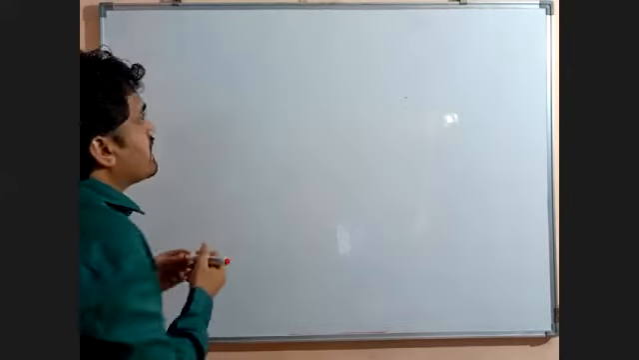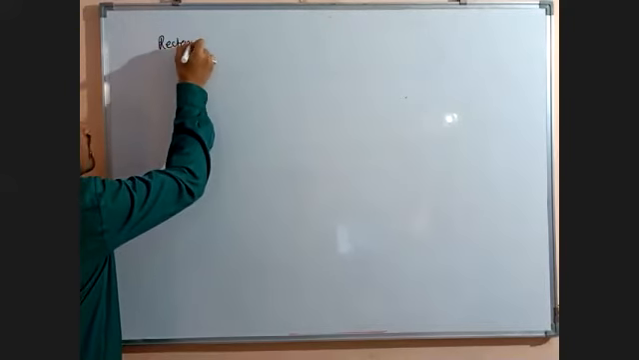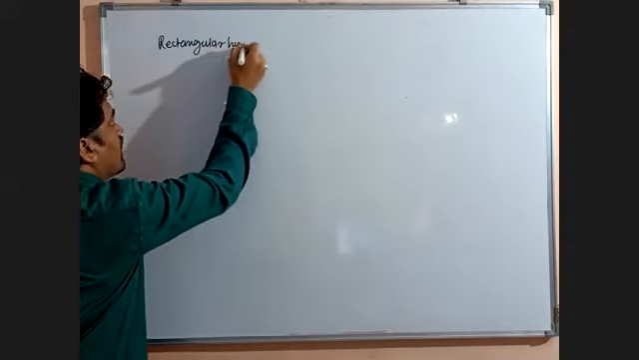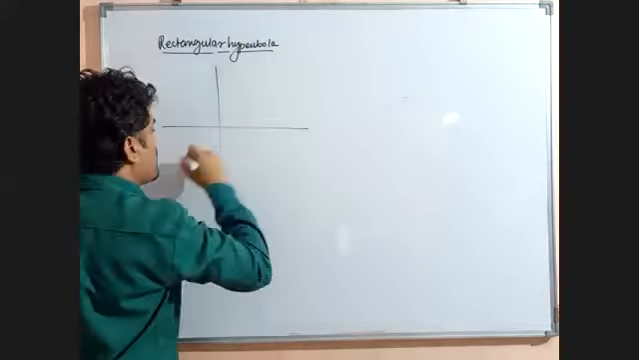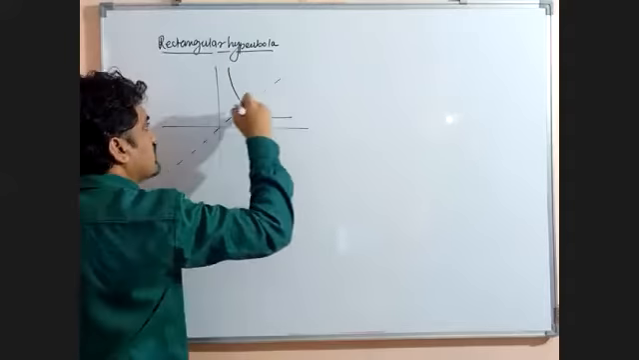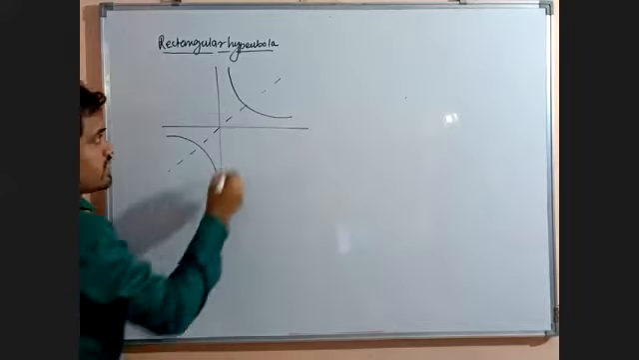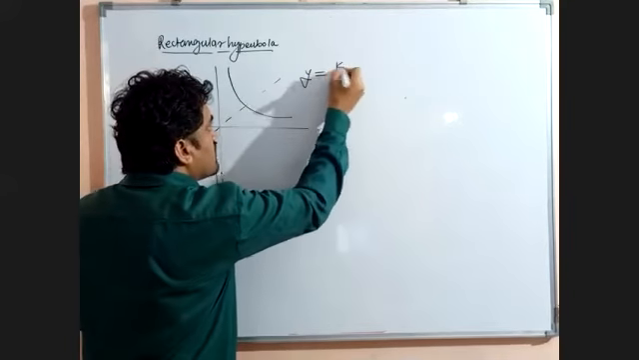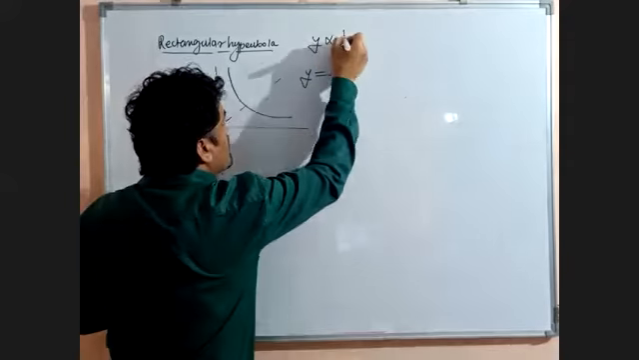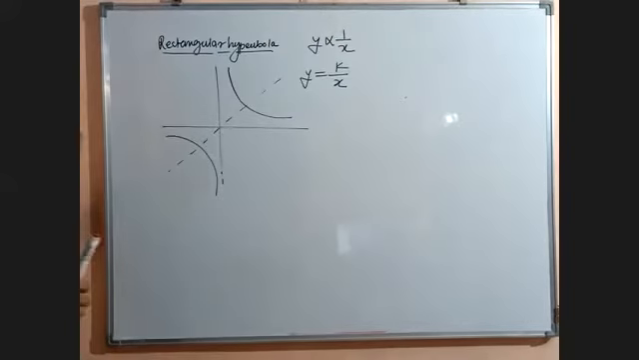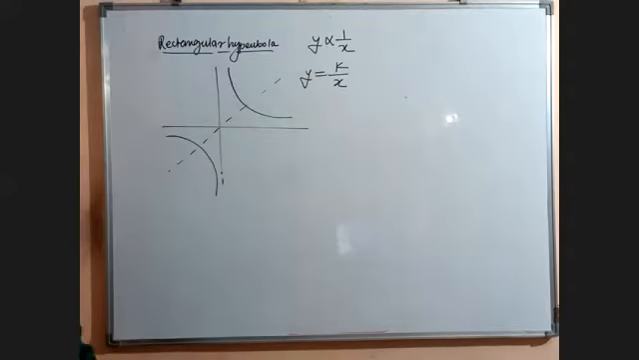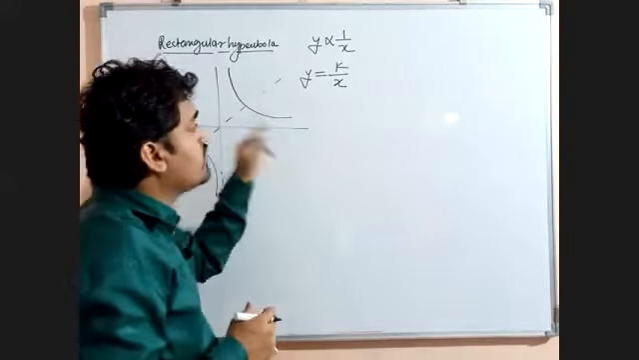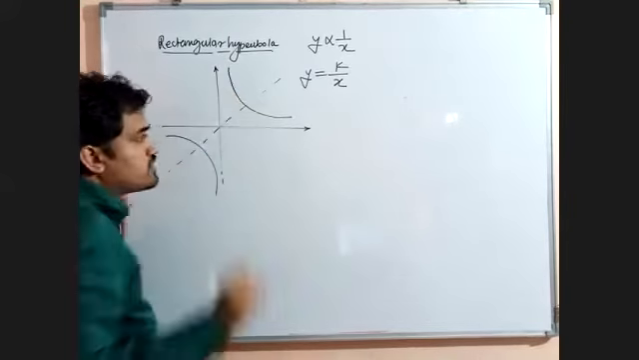Okay, now next is a special type of hyperbola, which is called the rectangular hyperbola. It is like this: if you rotate a hyperbola by 45 degrees, then we get a graph like that. The equation of this type of graph is y equal to some constant by x. If y is inversely proportional to x, then the graph between x and y is a rectangular hyperbola. This is special, and we will use it very much in physics in the next few chapters.